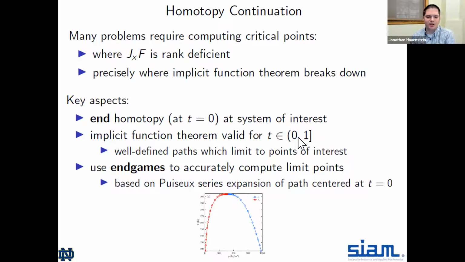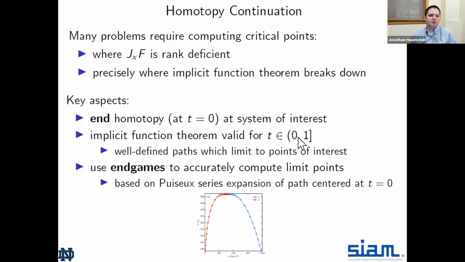I don't want to say too much about endgames because it's not so relevant to today's talk, but it's based off of Poisson series expansions. You know that the Jacobian is rank deficient, so we can't, for example, use Newton's method locally, but we can use the fact that we have a Poisson series expansion to accurately compute them.